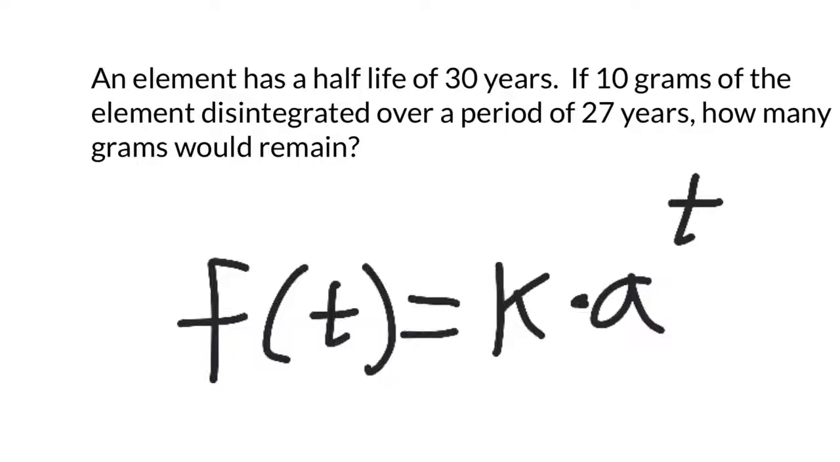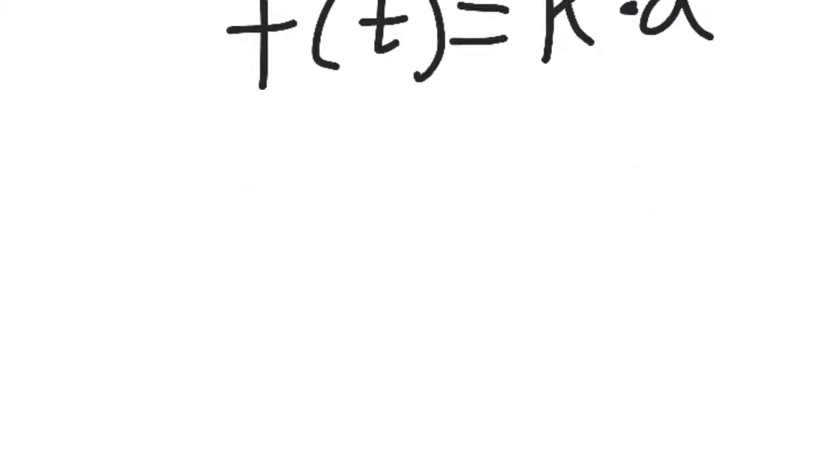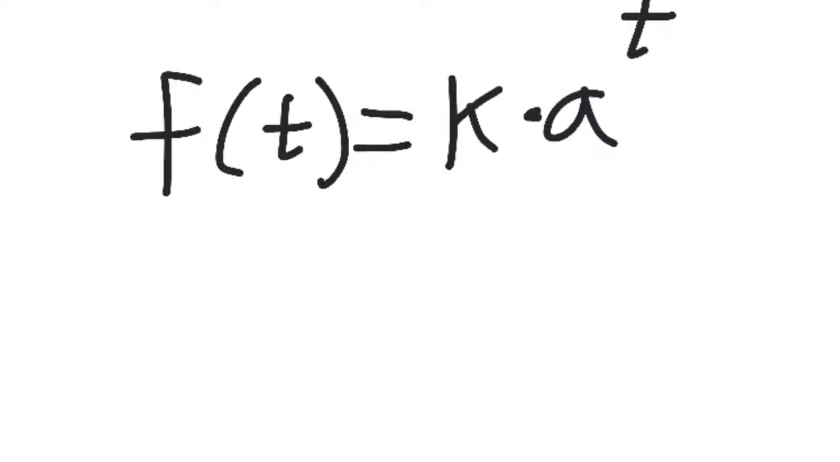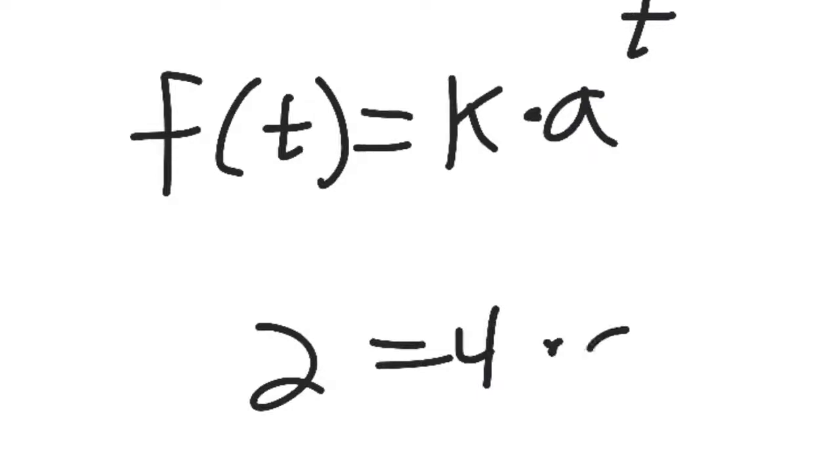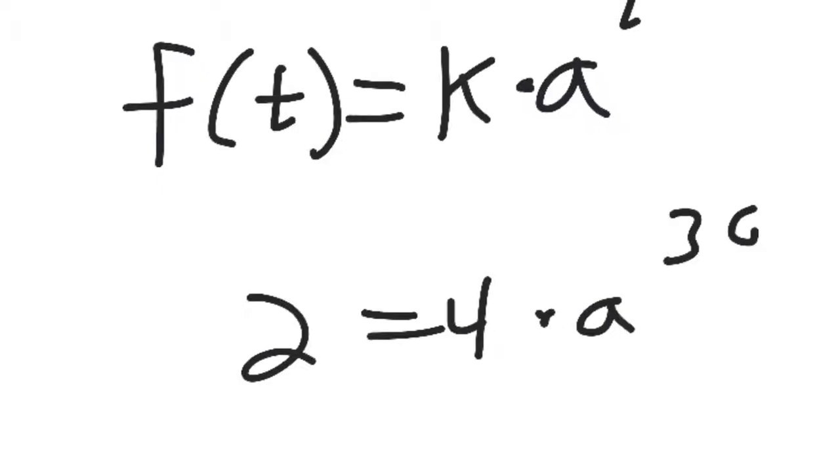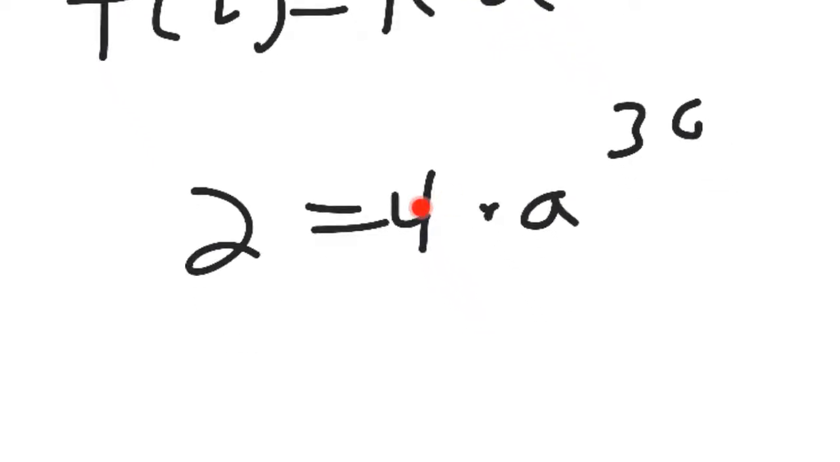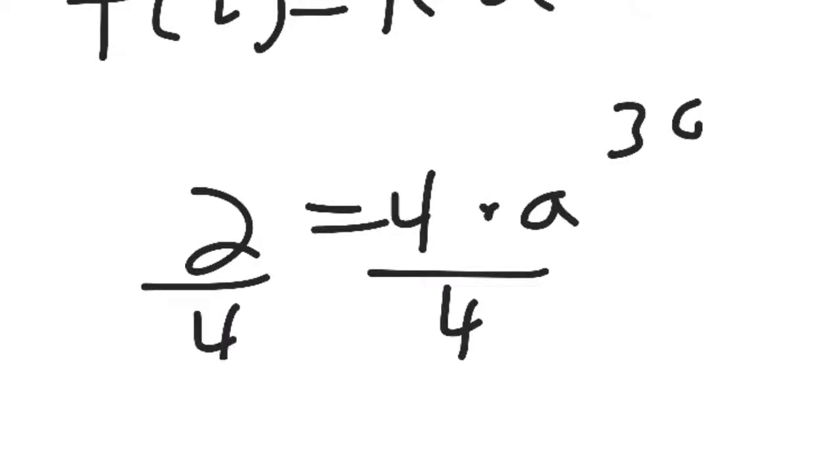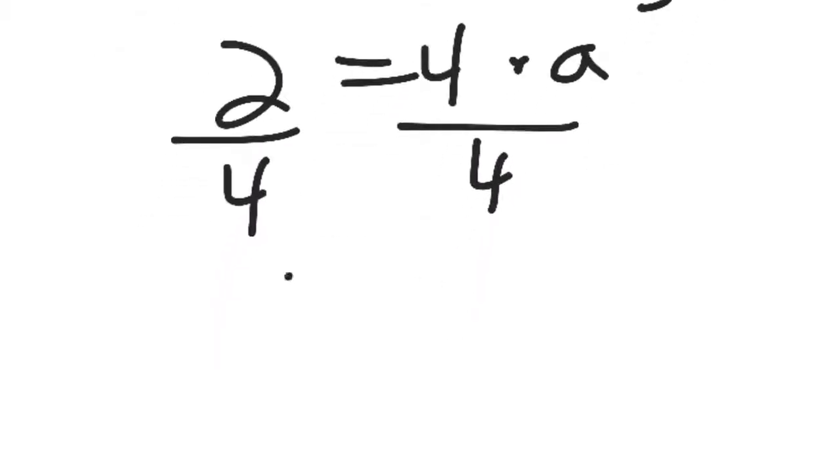Half of an element is left after 30 years. It doesn't matter how much you plug in for K in here. If you plug in 4, half of 4 is going to be left over when you plug in 30 years for T, because that's what half-life means. Start with 4, half of it's going to be left after 30 years. But every time you plug in a number, whatever you want to plug in for a starting amount, you're always going to get this on the left side, 1/2.